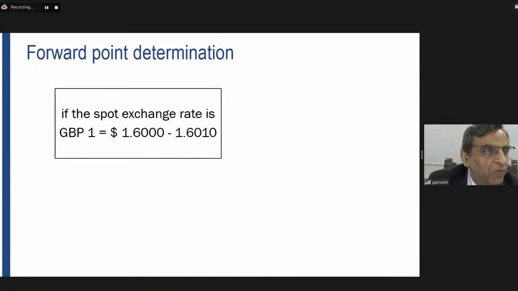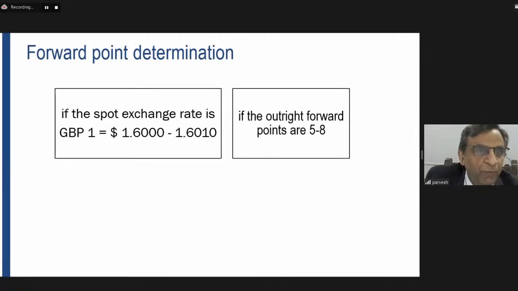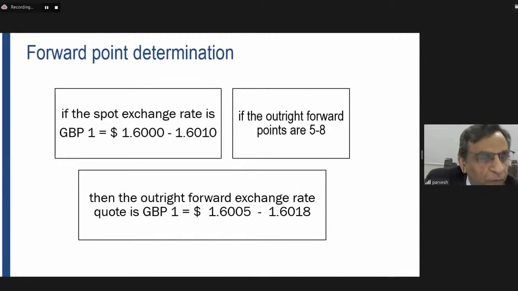Let's take an example. If the spot exchange rate is Great Britain pound 1 is equal to dollar 1.6000, 1.6010. So this is the quote in terms of 1 British pound is equal to so many dollars. So if the outright forward points are 5 and 8, then the outright forward exchange rate should be 1 Great Britain pound is equal to 1.6005 and 1.6018.